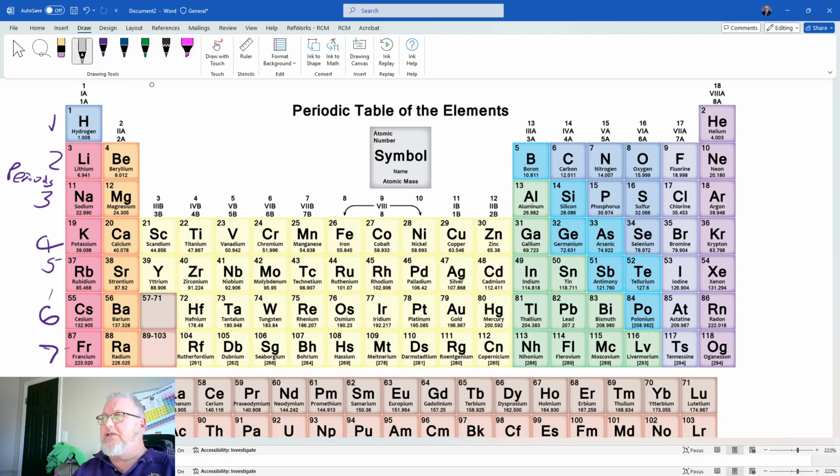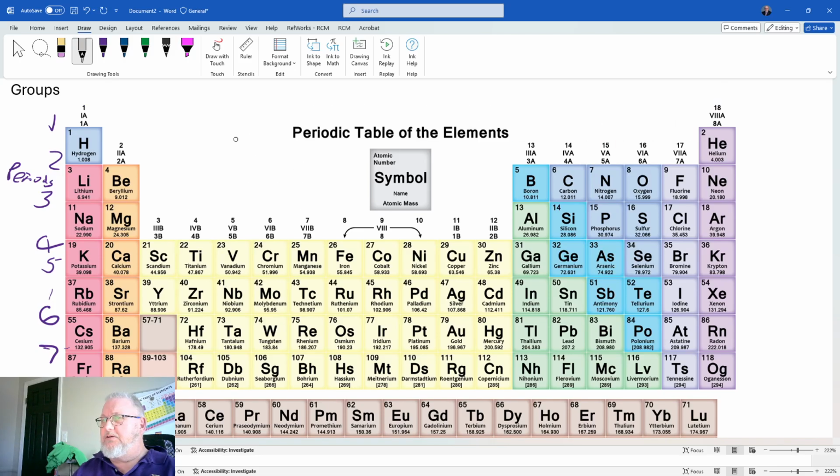Columns, right? And so these are what? These are called groups. See if this does what I want you to do. It does. Oh, it didn't. Anyway, so those are 18 groups there, right? Okay, we've got special names for some of these groups.